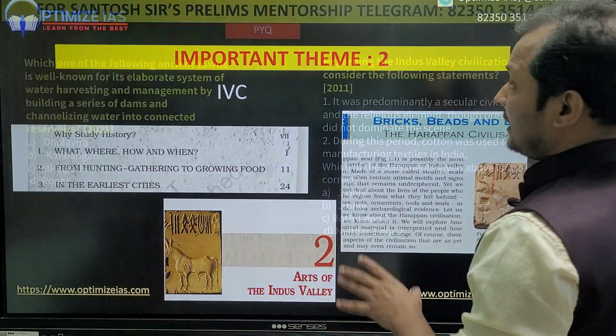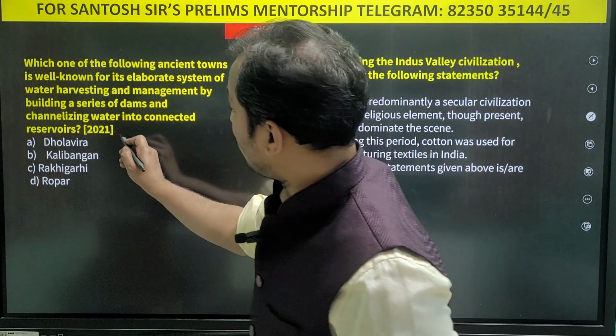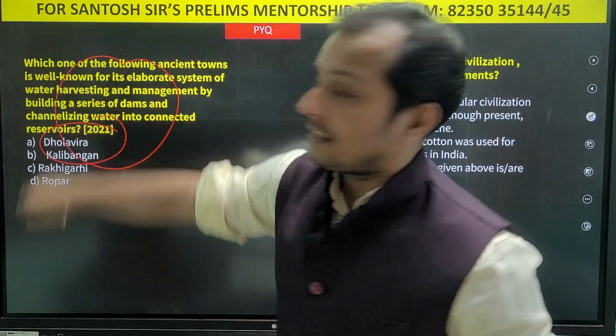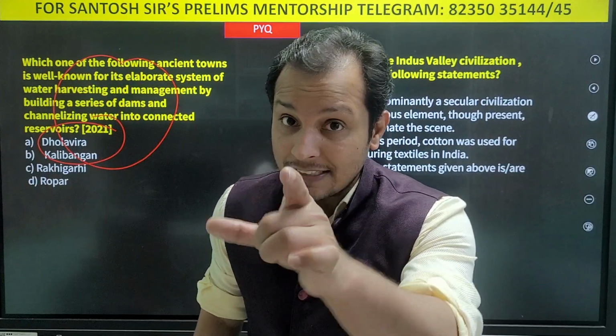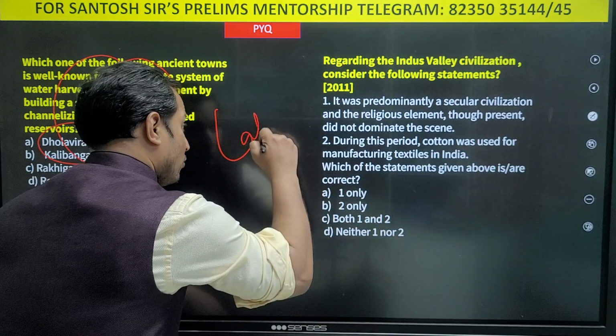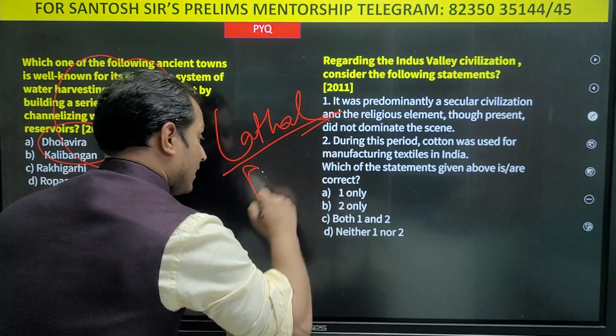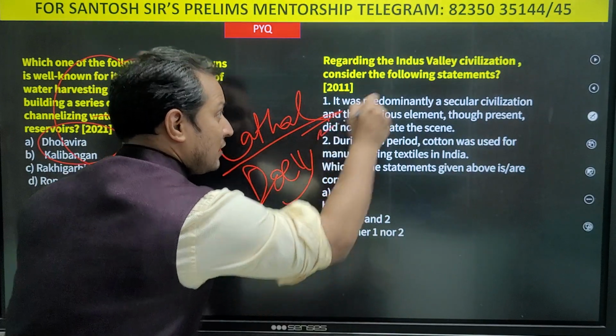You can see UPSC has already asked a map based question. Dholavira, okay, water harvesting. This year they can ask you Lothal. Why Lothal, guys? Because it is a dockyard. Dockyard is in the news, guys. Lothal is in the news. They can ask you.